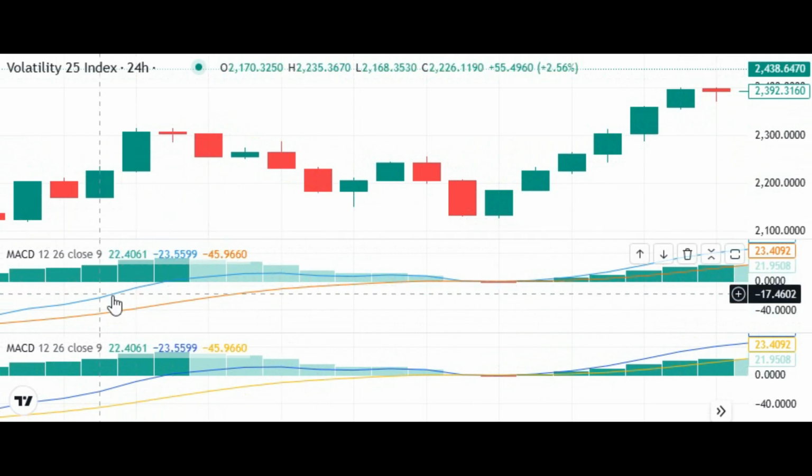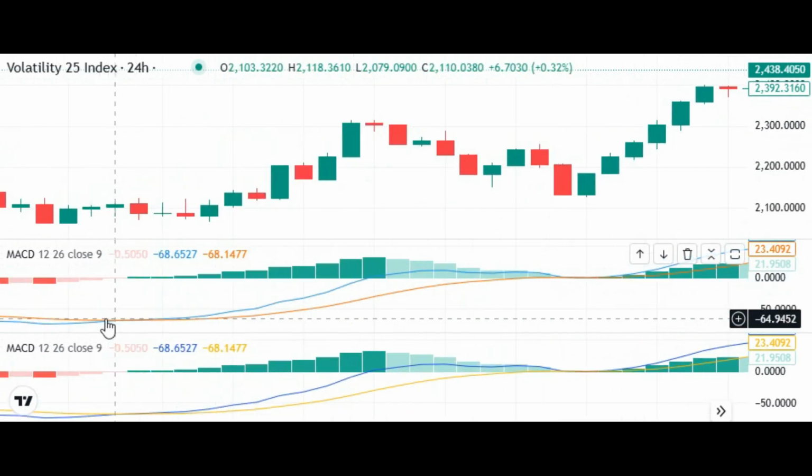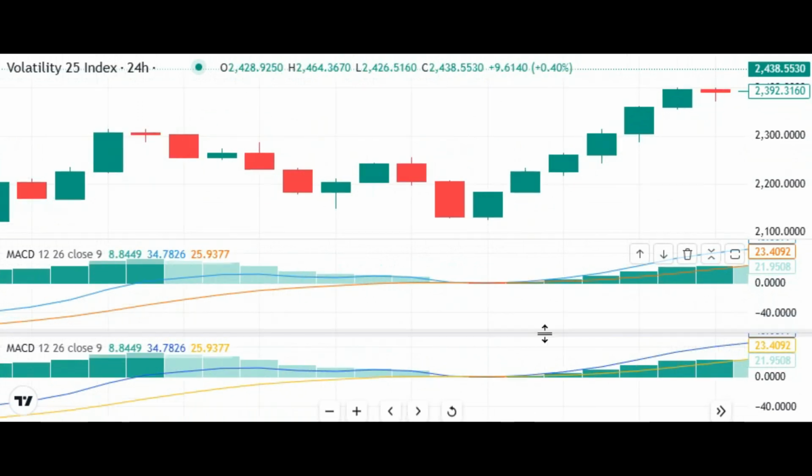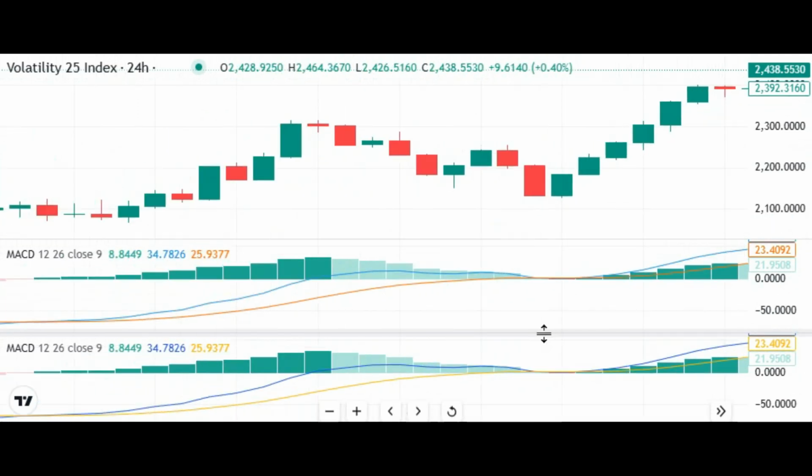Make sure you stick around till the end, as I'll be covering real-world examples that highlight exactly how and when you can use MACD in different market conditions.